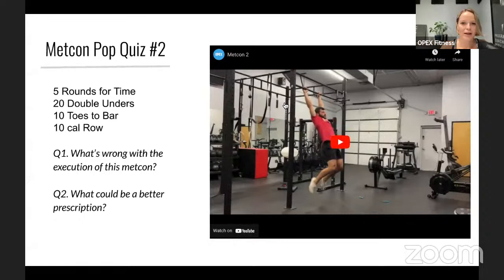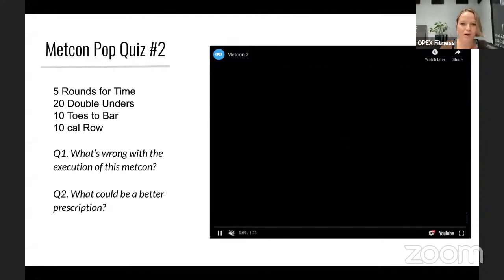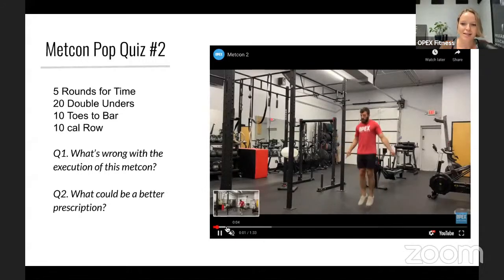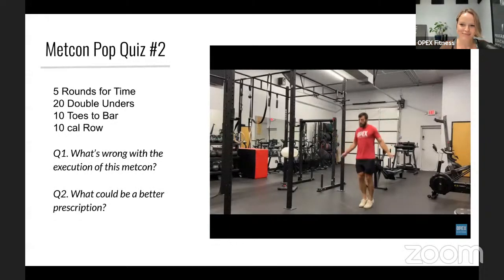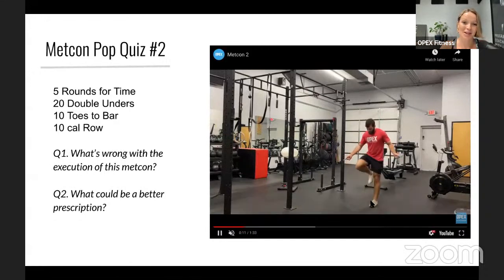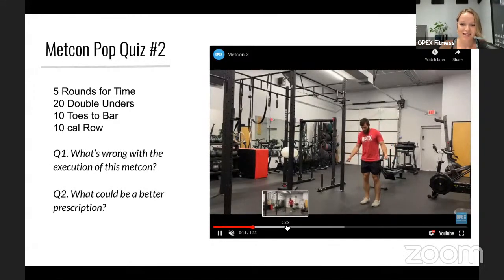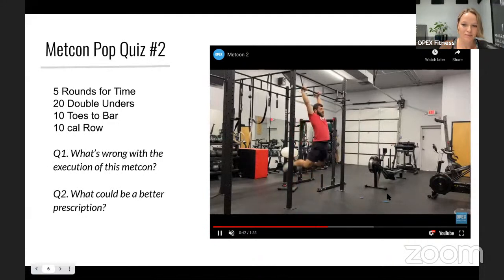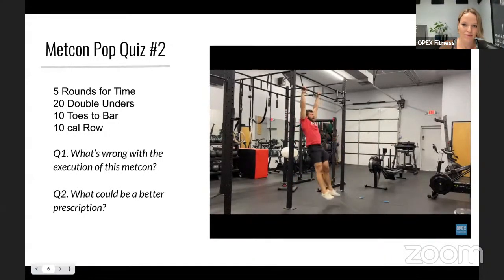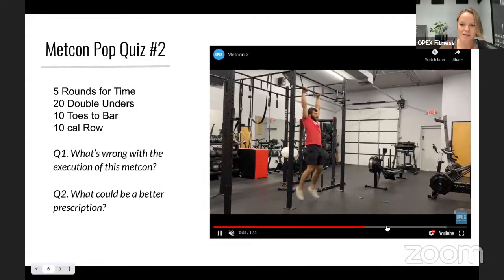All right, guys, let's move on to pop quiz number two. So here we are. We have 5 rounds for time. Again, Jacob demoing 20 double unders, 10 toes to bar, and a 10 calorie row. So we're going to watch a little bit of him hitting this Metcon here. And again, I'm going to skip ahead. So he's doing some double unders here. Oh, he tripped. And again, he tripped. He's not very good at double unders, guys. So let's assume he got through those 20 double unders and now he's moving on to his toe to bar here. All right, 2 reps, he's back down. He broke them up again. So guys, those 10 reps, he's breaking.